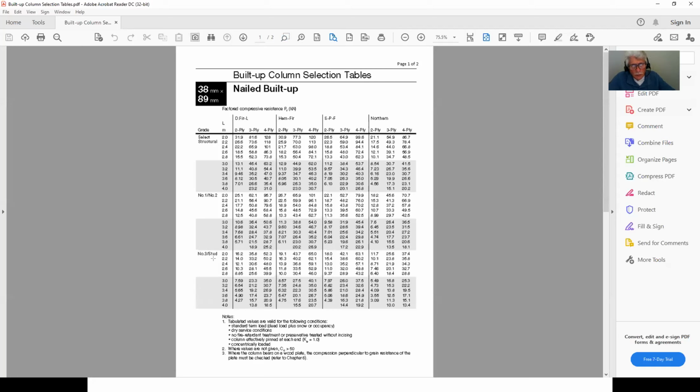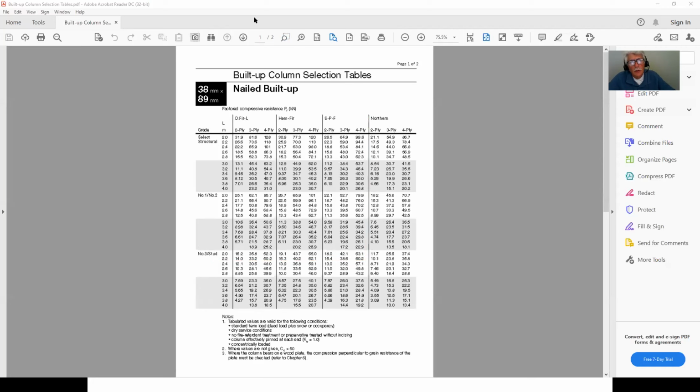I'm at 2.2 here, okay? And if I want to use 2x4s, I would have to use a 4-ply. I have a PR of 6.2, so that's one of the good answers.